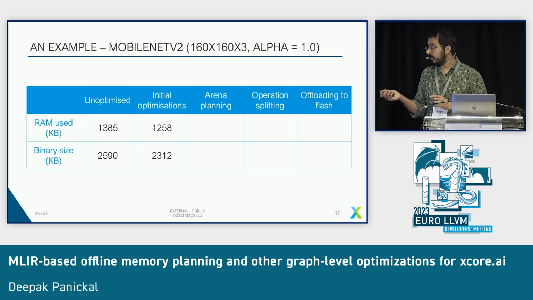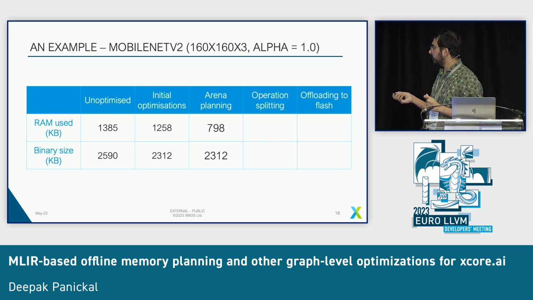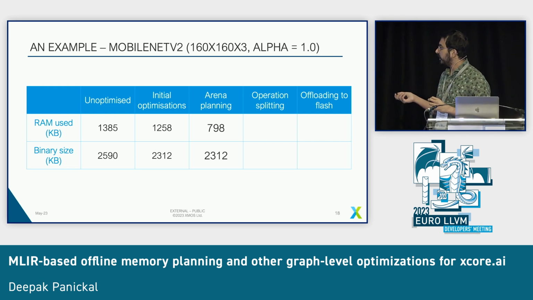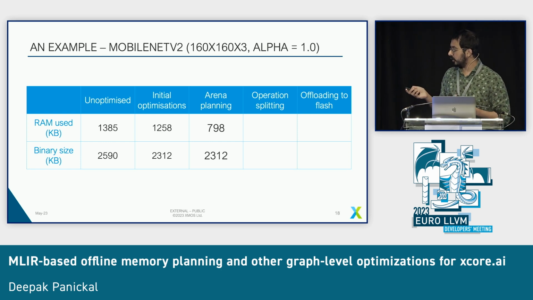So going back to my example, for MobileNet V2, we were at 1.3 megabytes for RAM and 2.3 for the binary size. After doing arena planning, which is the memory plan analysis, we have gone down to around 798 kilobytes for RAM, and there's no difference in binary size because we haven't really done anything for that.